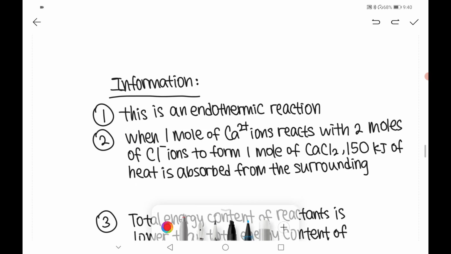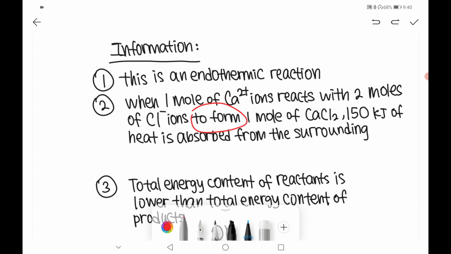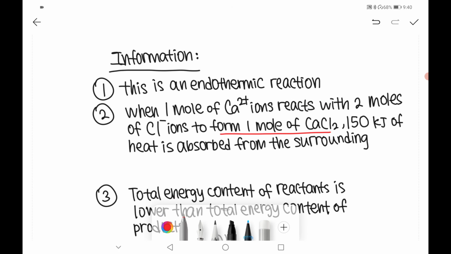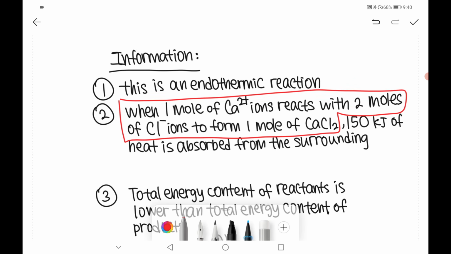So after they react, what happens? They will produce how many? 1 mole of CaCl2. So they will produce 1 mole of CaCl2. So you need to mention what this chemical reaction is all about first. After you mention what the chemical reaction is, then you must mention whether this chemical reaction absorbs or releases the heat.